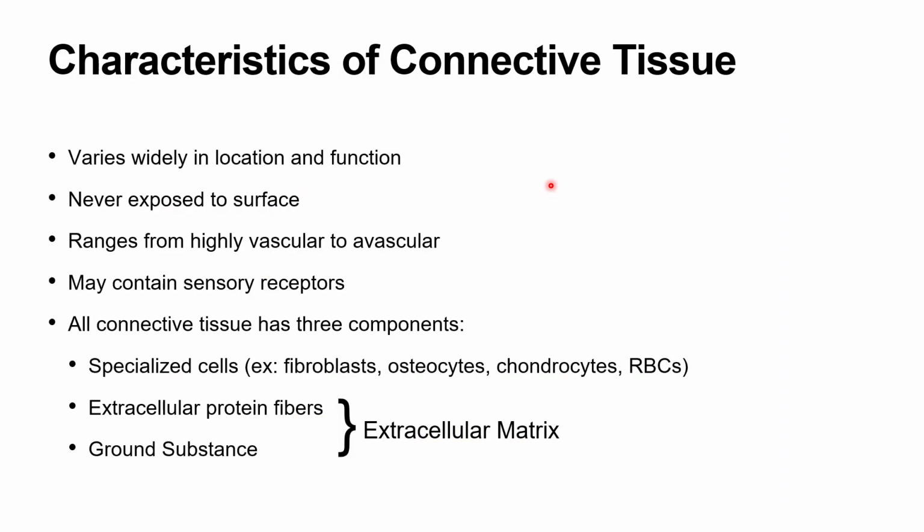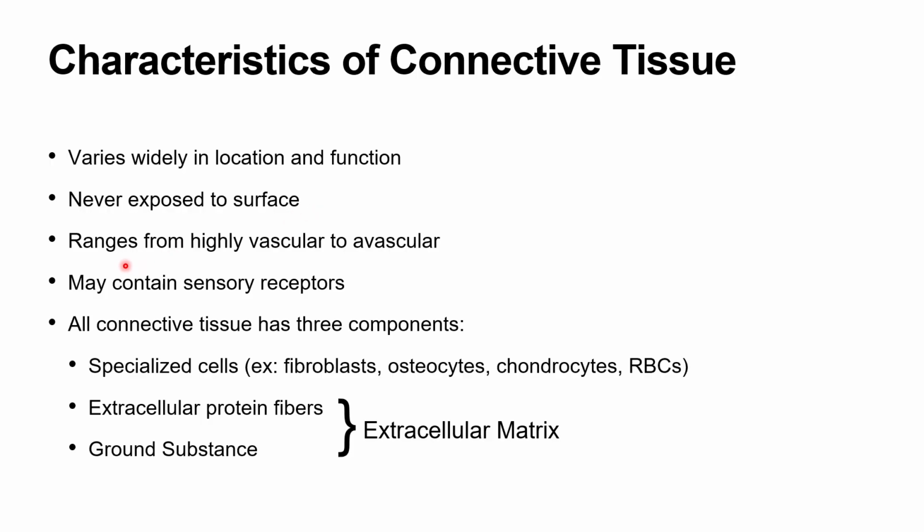Some of the other characteristics of our connective tissue is that obviously they vary widely in their location and function, but more importantly, they're never exposed to the surface. That's going to be a pretty bad day when a patient comes to you and they have various types of connective tissues exposed to the surface, like if blood is leaking out of a wound, or if they broke a bone and the bone has pierced the skin, for instance.